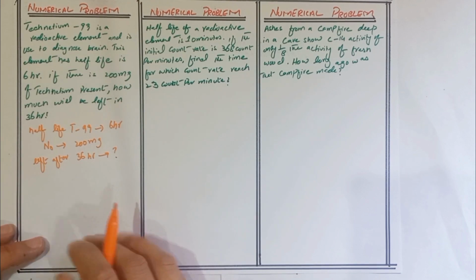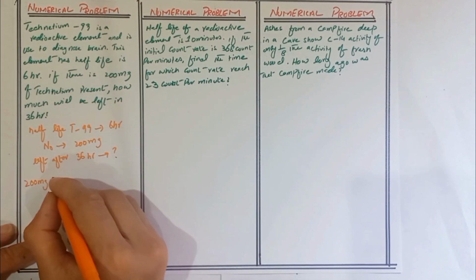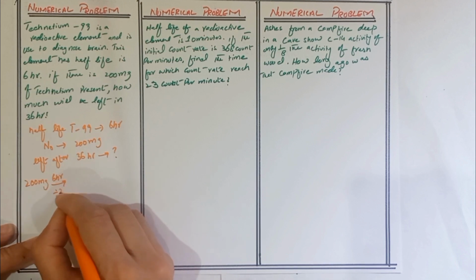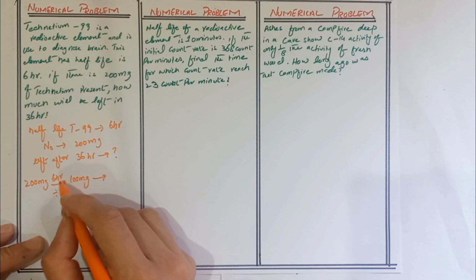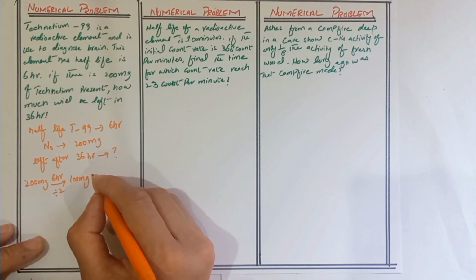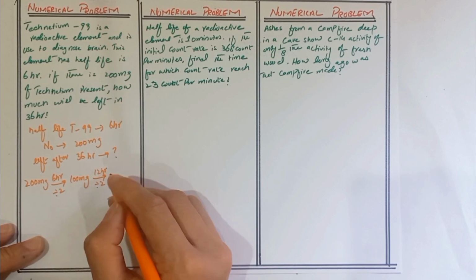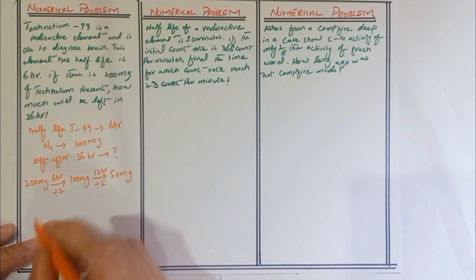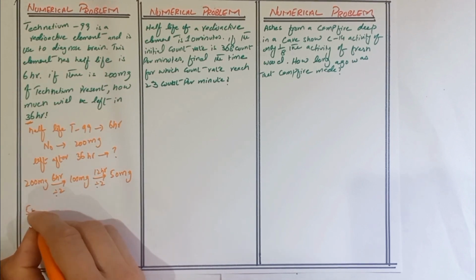We calculate it. Here the original sample given is 200 milligrams, and the half-life is 6 hours. After 6 hours, the sample becomes half, 100 milligrams. Then after the second half-life, we add 6 to it and it becomes 12 hours. We again divide the sample and it becomes 50 milligrams.